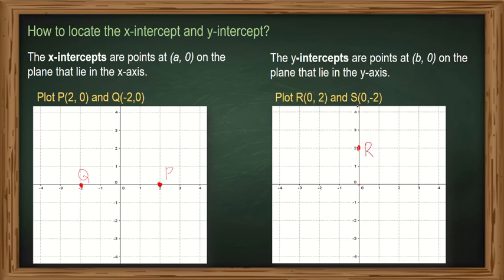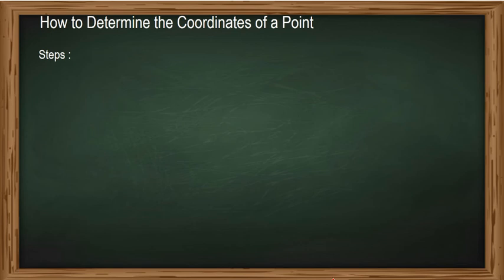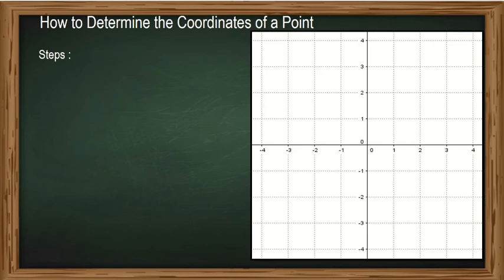Then we have point S here. The x-coordinate is 0. So start here. And then we have our y is negative 2. So go 2 units down. So this is where we locate point S. Okay? Now next is how to determine the coordinates of a given point. So let's have this point here. Point N. So what are the steps?